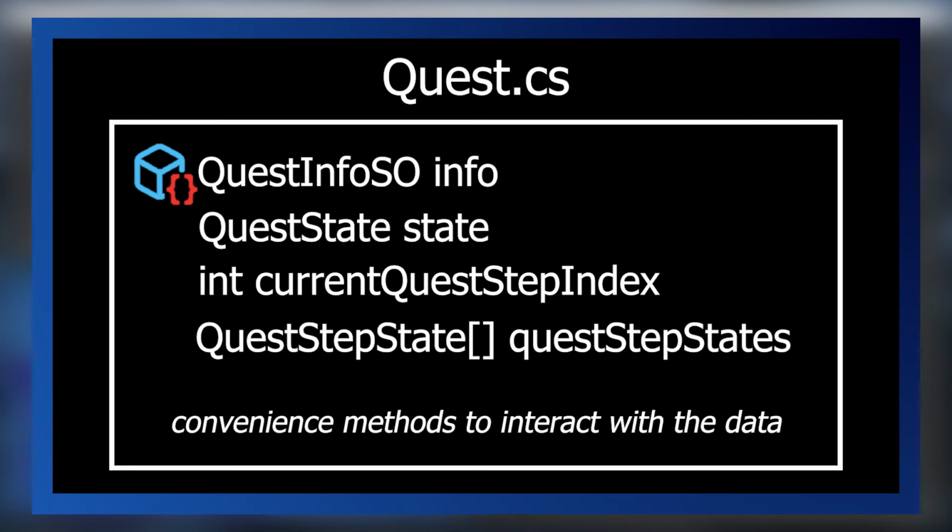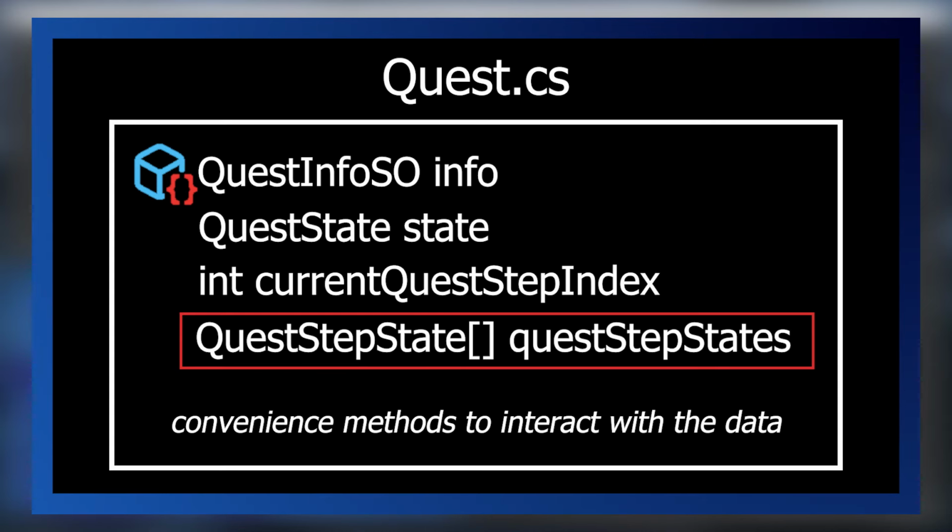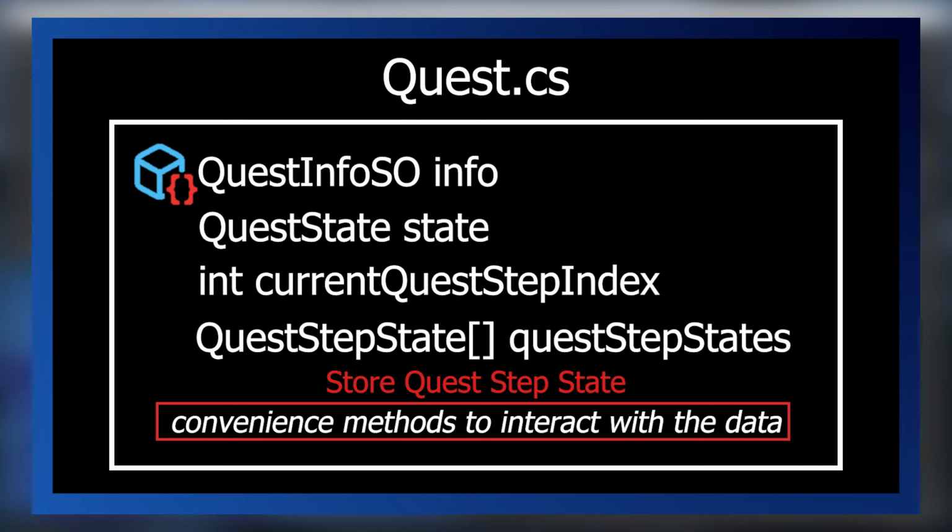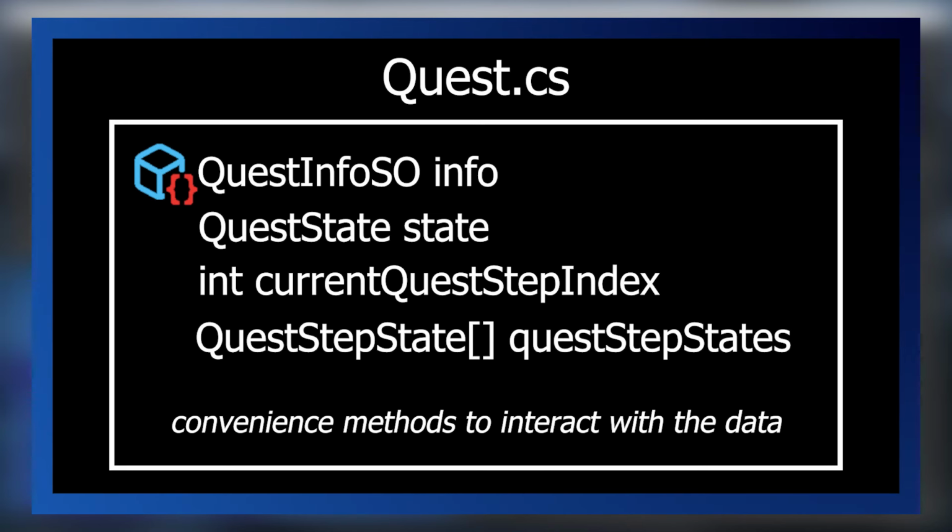And so in the quest class, we'll need to add an array of quest step states for that quest, as well as a convenience method to store the quest step state information. And then with all of that set up, we'll be maintaining the quest step state as part of each quest object. From there, we can save that information however we want to.